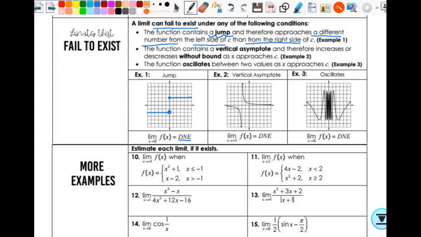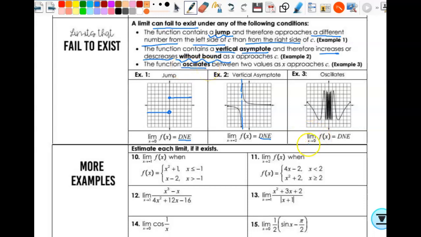Okay. The other time it can fail to exist is when it has a vertical asymptote and therefore increases or decreases without bound. So here is my vertical asymptote. As I come from the left, as x approaches -2, I'm approaching -infinity. As I approach -2 from the right, I'm approaching infinity. Doesn't exist.